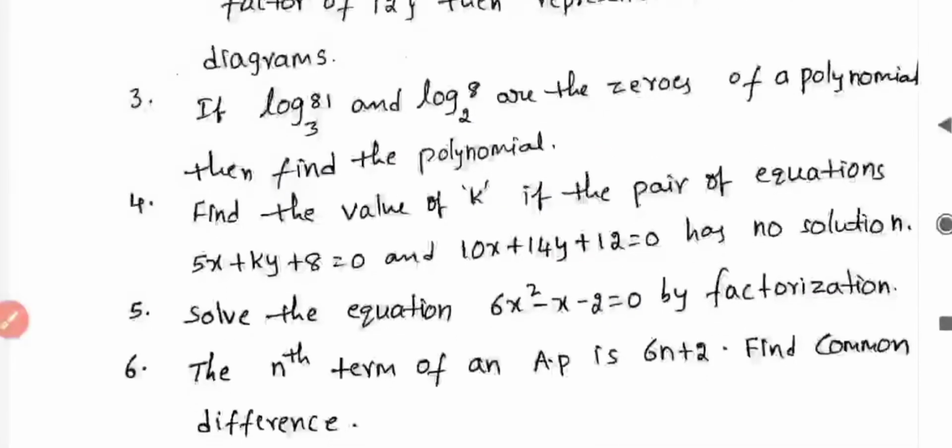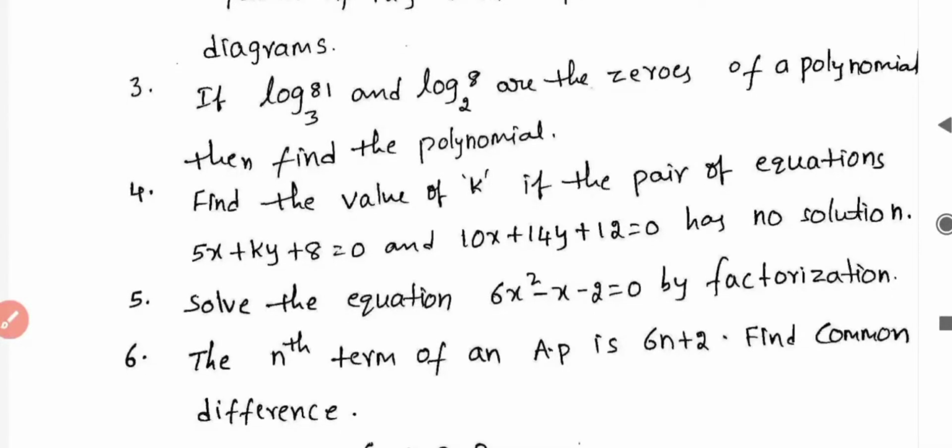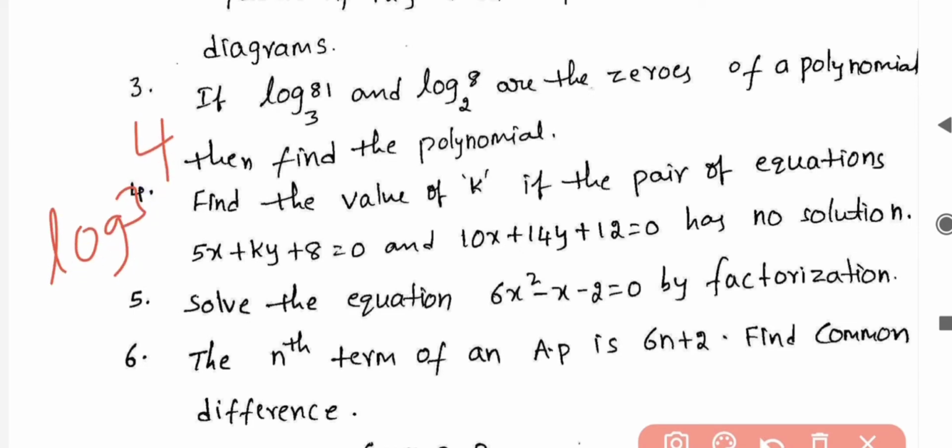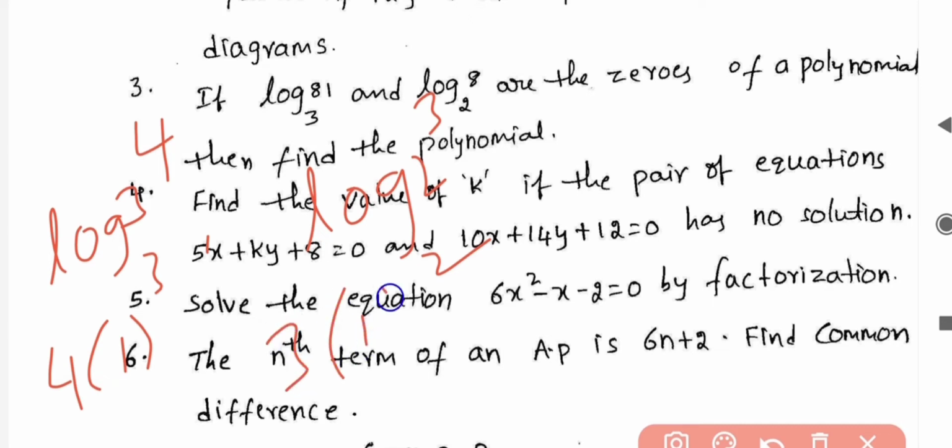third one, if log 81 to base 3 and log 8 to base 2 are the zeros of the polynomial, then find the polynomial. So first, log 81 base 3 means log 3 power 4 base 3. Log 8 base 2 means log 2 power 3 base 2. So log 3 base 3 value is 1. Here 4. Log 2 base 2 value is 1.